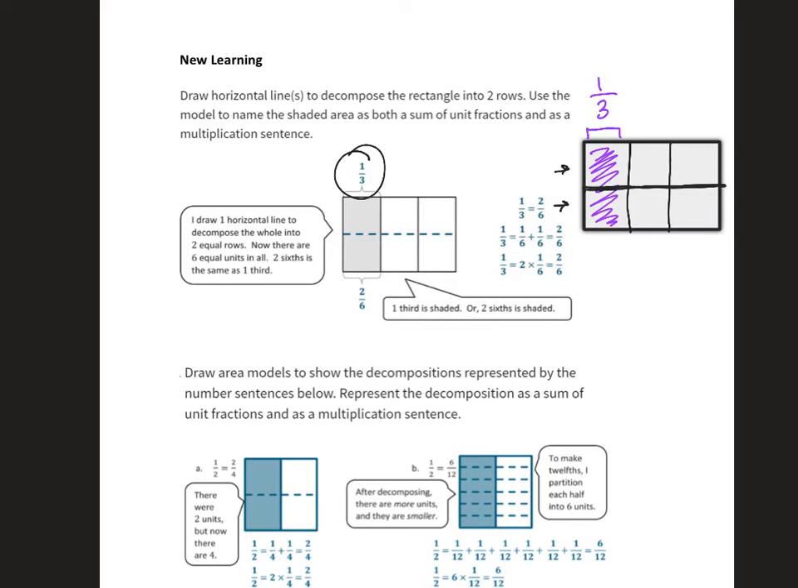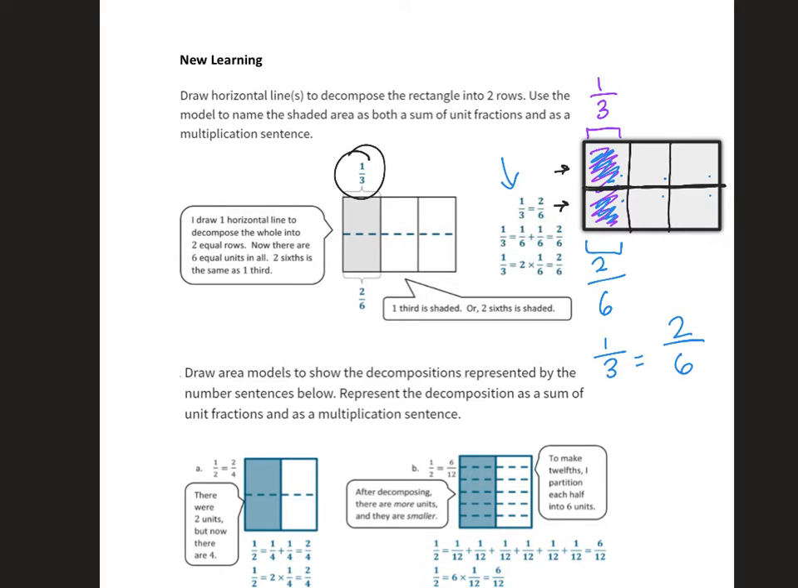Well, now I have 1, 2, 3, 4, 5, 6 total pieces. And I can see that there are 2 pieces shaded in. So that gives me an equivalent fraction of 2/6. So this means what they wrote right here. This means that 1/3 is equal to 2/6.